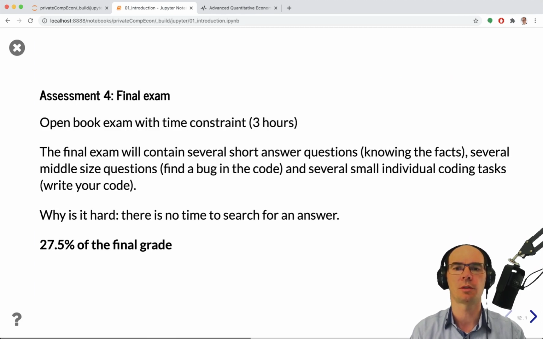There will be short questions for knowing the facts that you should not spend any time on. There will be several mid-sized questions to search for a bug, for example. So some time will be spent there. And there will be several small but sizable individual coding tasks. So these will take most of your time. And, as always with open book exams, the trick is to manage your time correctly. There will not be enough time if you don't pace yourself. The final exam will be 27.5% of the final grade as well.